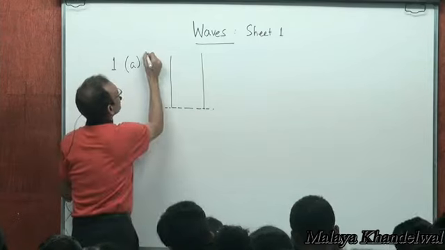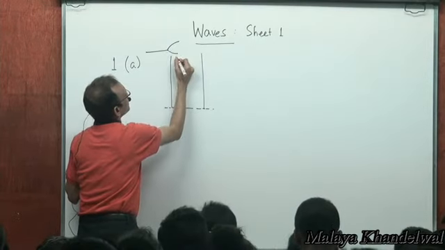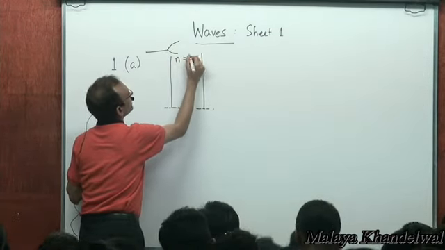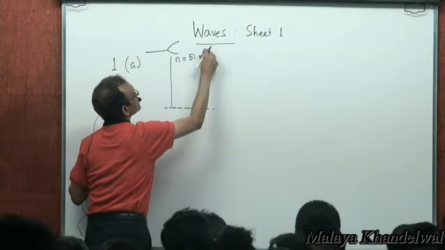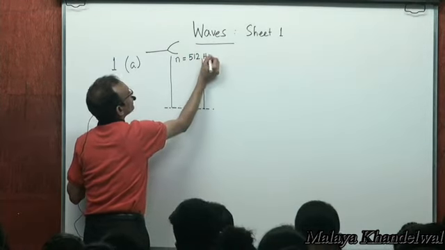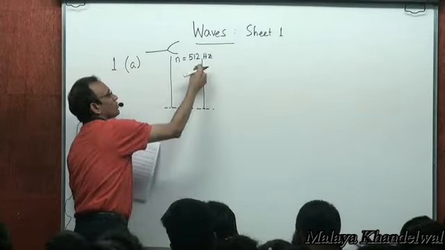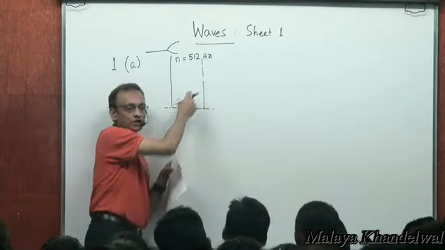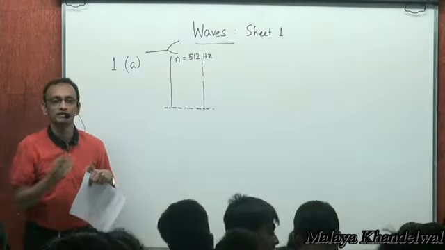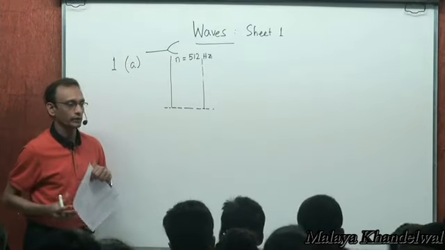The tube resonates with a fork of frequency 512 hertz. Meaning what? The frequency of oscillation of this portion is 512 hertz. Yes or no? Yes, sir. Right?